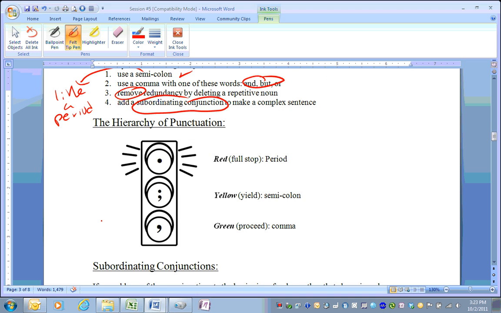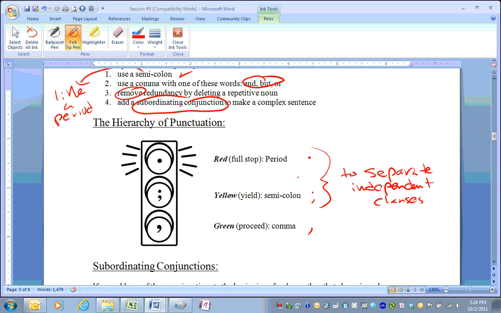The hierarchy of punctuation is as follows: periods, semicolons, and commas. Both the period and semicolon can be used to separate independent clauses, but the period's used more often. That's why we call it a full stop. It's like you say a statement, period, then we get a new statement. A semicolon is kind of the same thing, but you use a semicolon instead of a period.